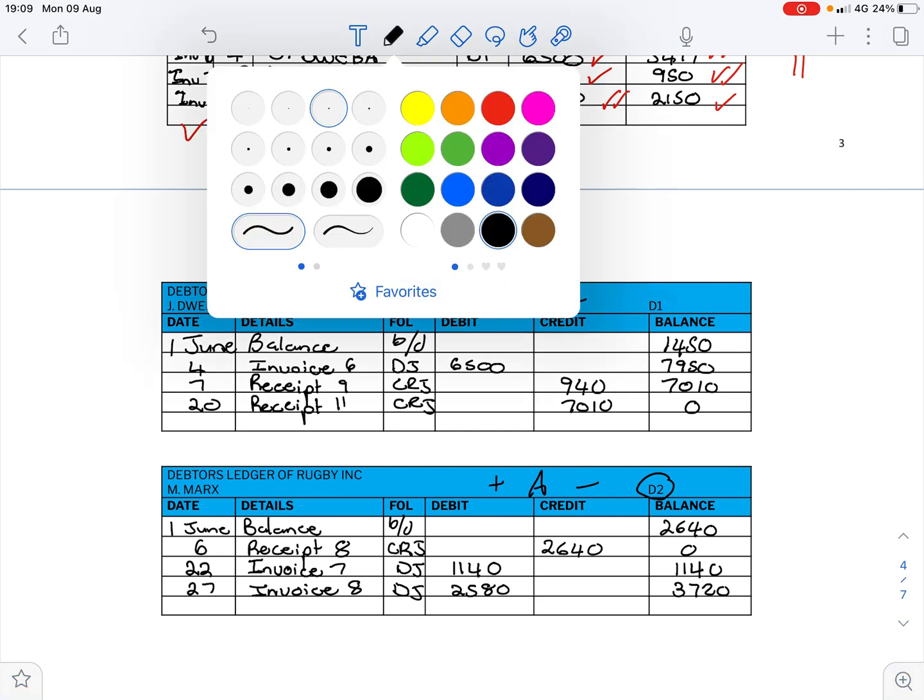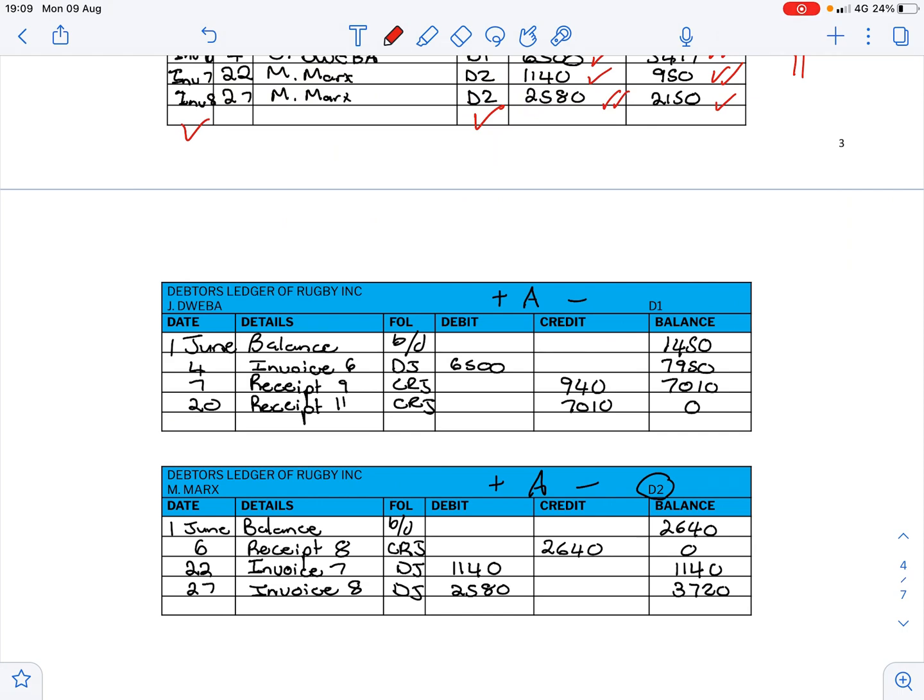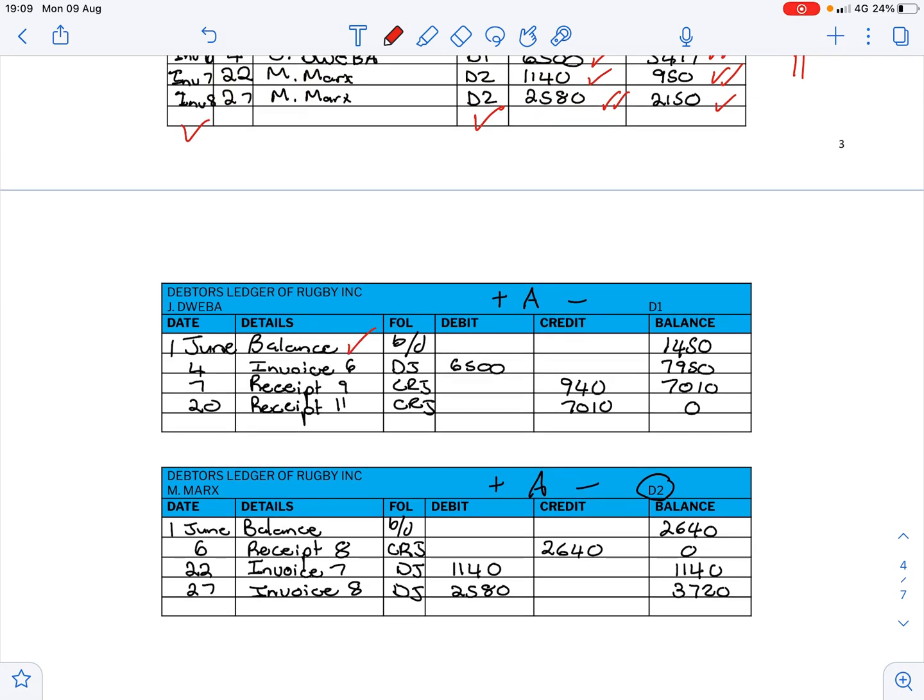3,720 Rand. The marks in the debtors' ledgers were allocated as follows: 1 mark for your balance in Jade Weber's account, your 2 correct invoice numbers or invoice and receipt numbers respectively.